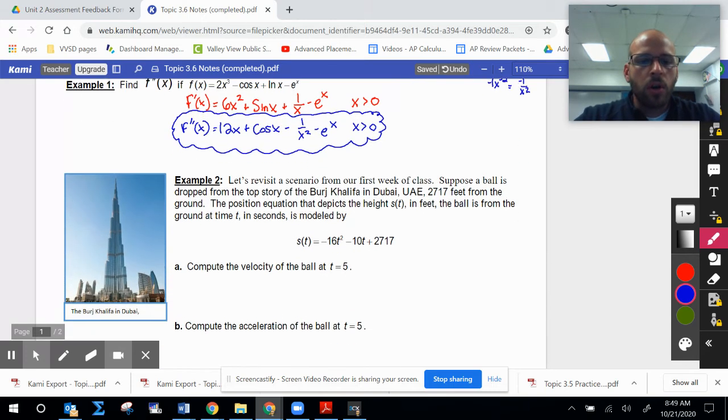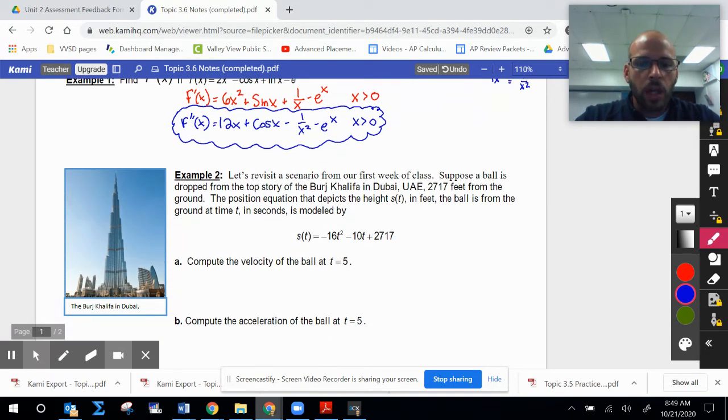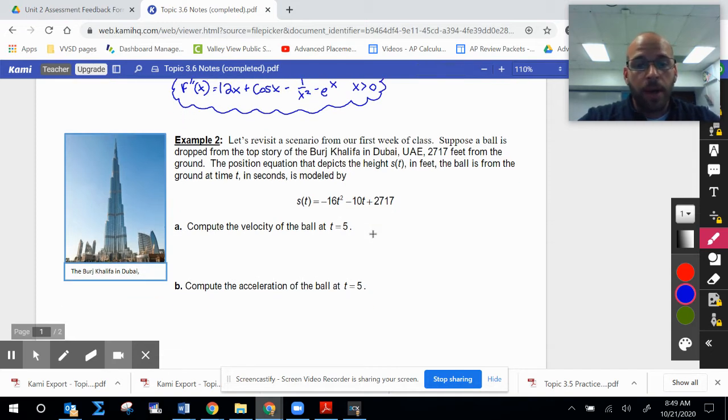Okay? So example 2, I have a scenario. Suppose a ball is dropped from the top of this tower in Dubai, 2,717 feet from the ground. The position equation I give you. It says compute the velocity of the ball at t equals 5. So I want the instantaneous rate of change at 5.